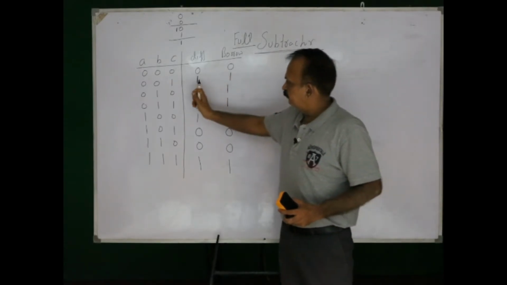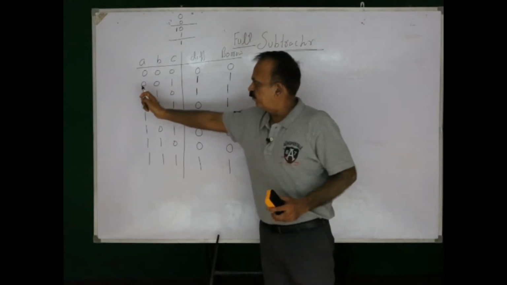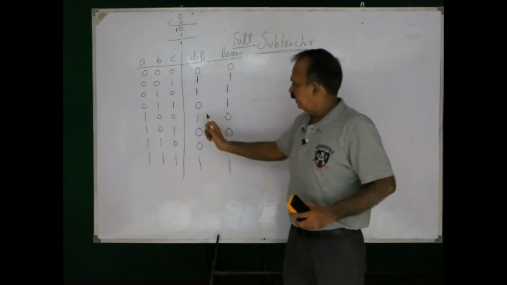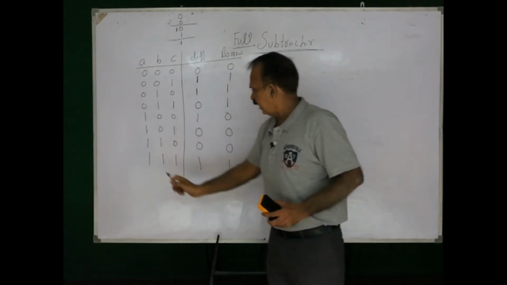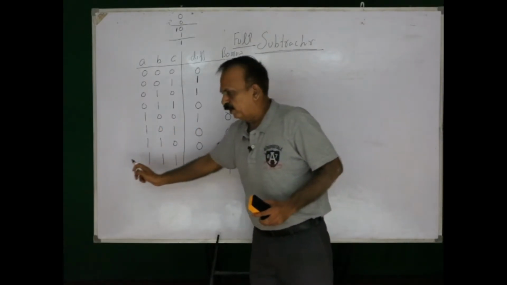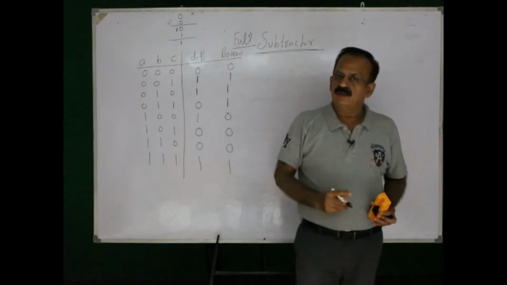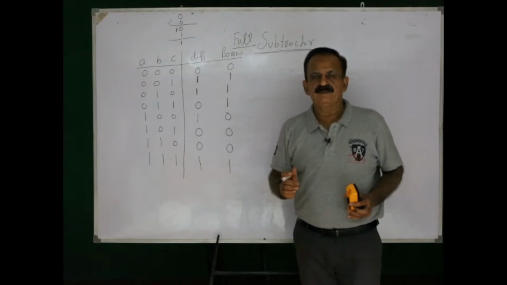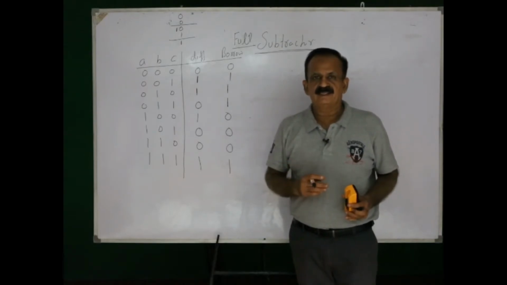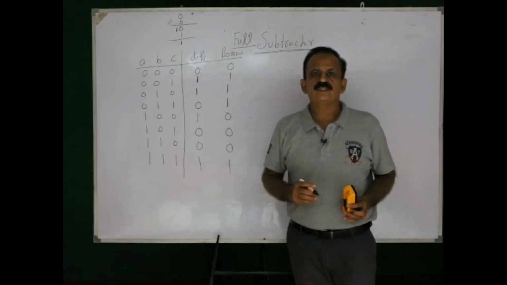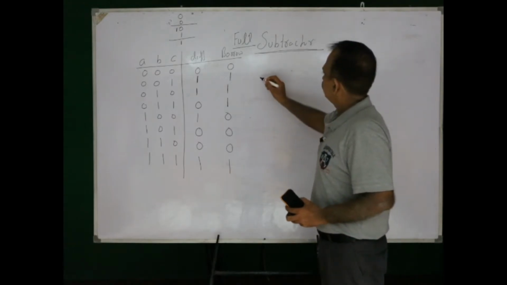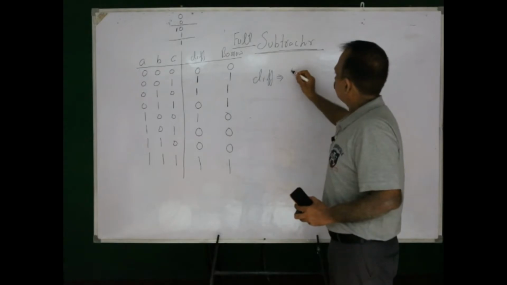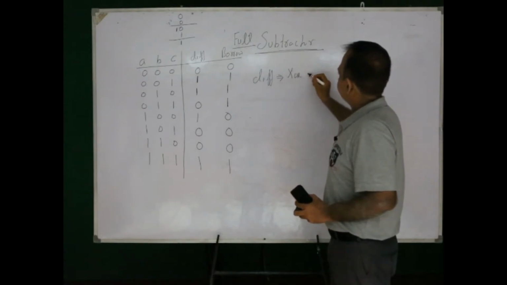It is very clear, the output is high when one input is high. Here again it is high, one input is high. Here one input is high, and here one input is high. The output is high if the number of high inputs is odd, and that is nothing but the exclusive OR gate. That means the difference value will be given by the exclusive OR gate.